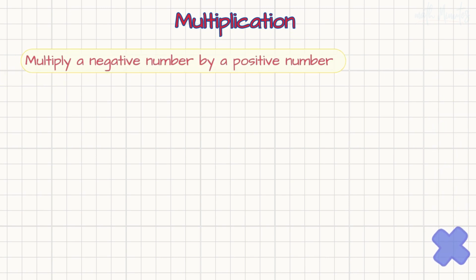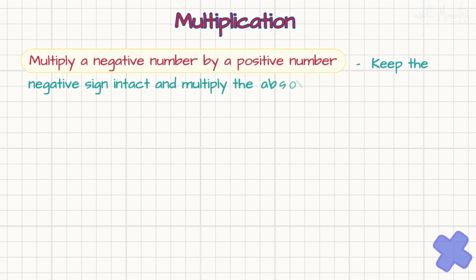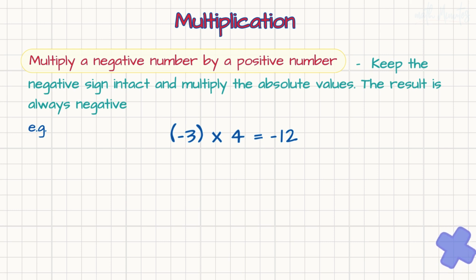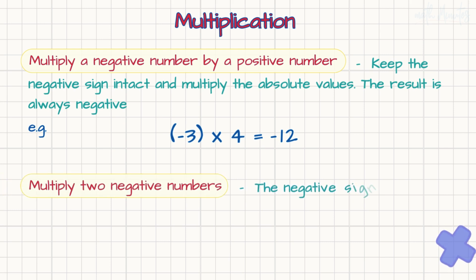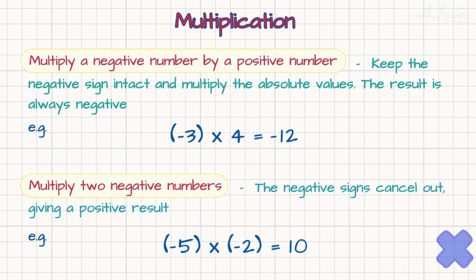Now, let's tackle multiplication. When multiplying positive and negative numbers, we have a simple rule. A negative number times a positive number equals a negative number. For instance, minus 3 times 4 equals minus 12. When multiplying two negative numbers, the negative signs cancel out and the result is positive. Minus 5 times minus 2 equals 10.